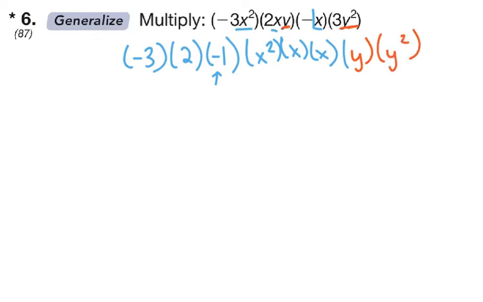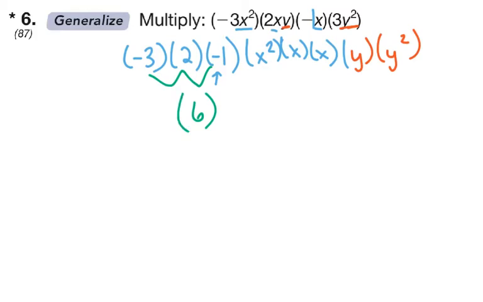So we're going to do -3 times 2, which is -6, times -1. -6 times -1 is going to be +6. You don't have to have the positive in front of it, but I do recommend those parentheses.